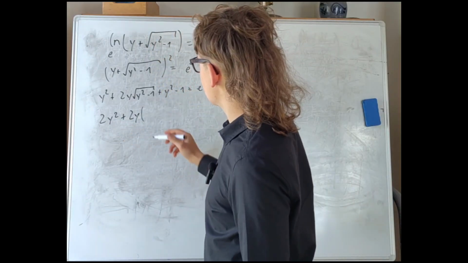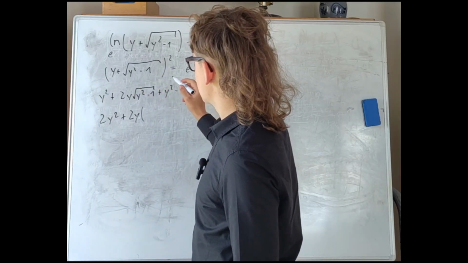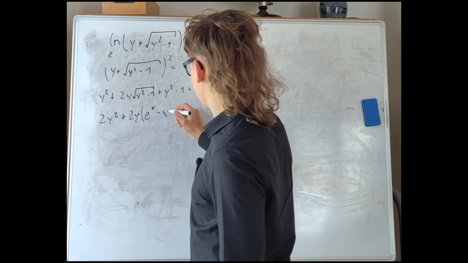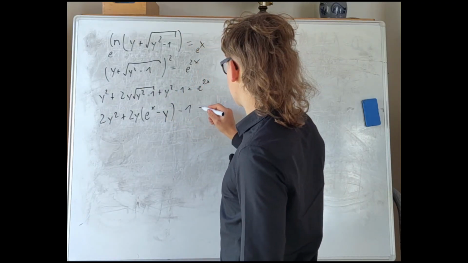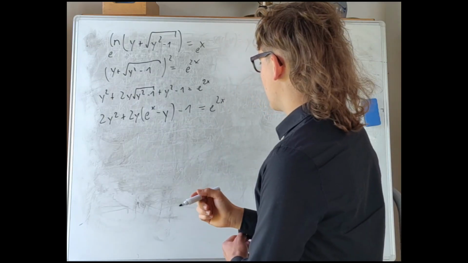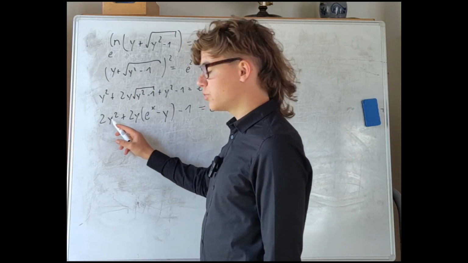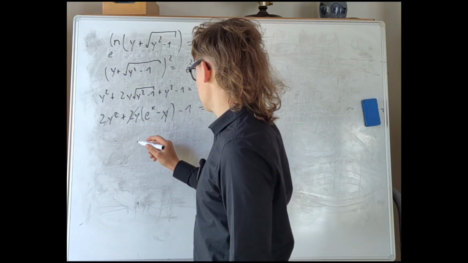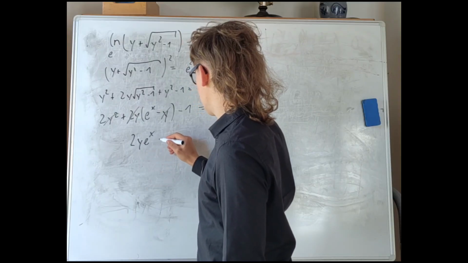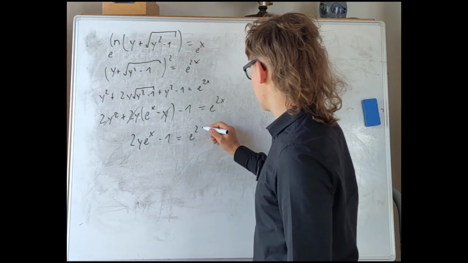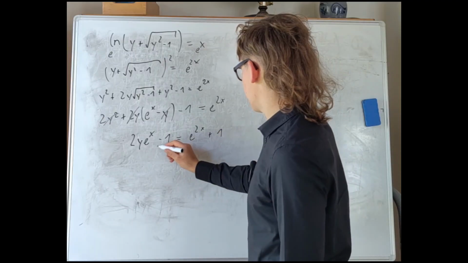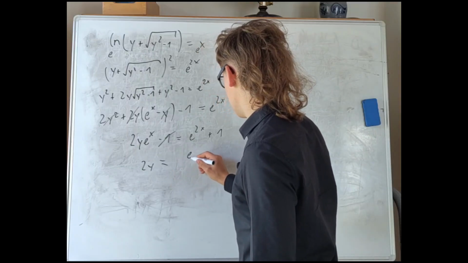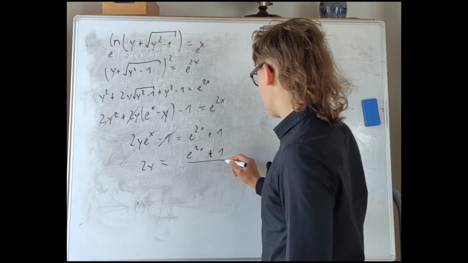And now remember that the square root of y squared minus 1 was equal to e to the x minus y. So we can just write this as e to the x minus y, and then we still have minus 1. This is equal to e to the 2x. And because the 2y squared and minus 2y squared cancel, we get 2y e to the x minus 1 is equal to e to the 2x. Add 1. And now we divide both sides by e to the x. So this is equal to e to the 2x plus 1 divided by e to the x.